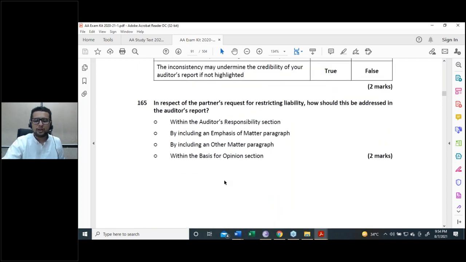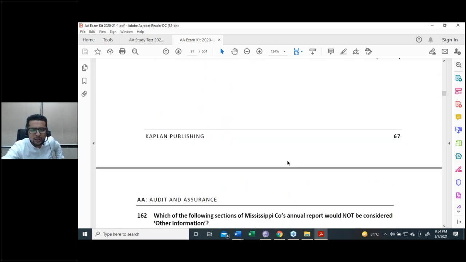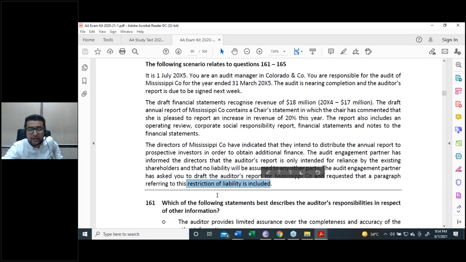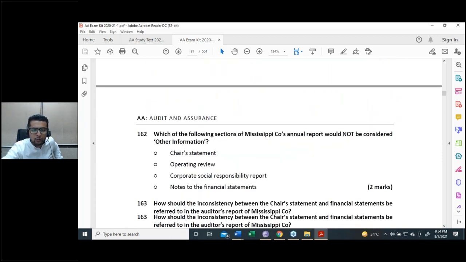Last question. In respect of the partner's request for restricting liability, how should this be addressed in the auditor's report? What was the request by the partner? The partner has asked to make sure that we restrict the liability and refer to it in the audit report. Where do we need to refer to it?